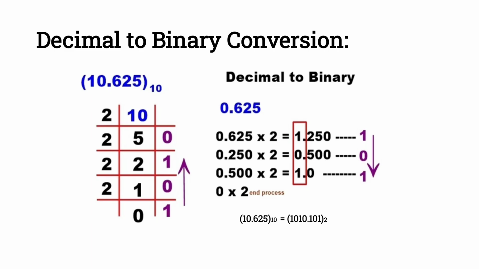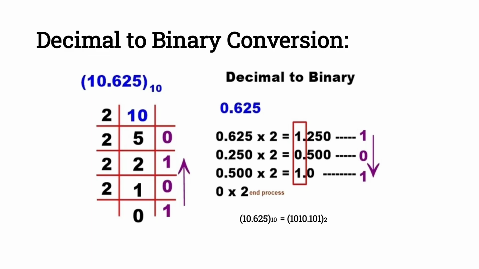This is for the integer part. Then for the fractional part, we are going to multiply by 2. For the integer part, we are going to divide by 2. For the fractional part, we are going to multiply by 2. So 0.625 into 2. What is the value? 1.250. We are going to take only the integer value, so the 1. Then the remaining value 0.250 into 2. So the value is 0.500. So we are going to take the integer value. The integer value is 0.